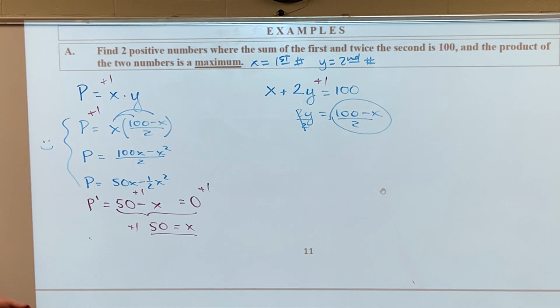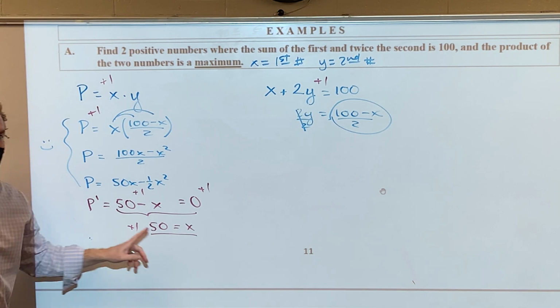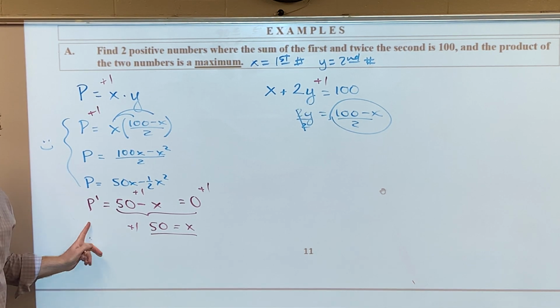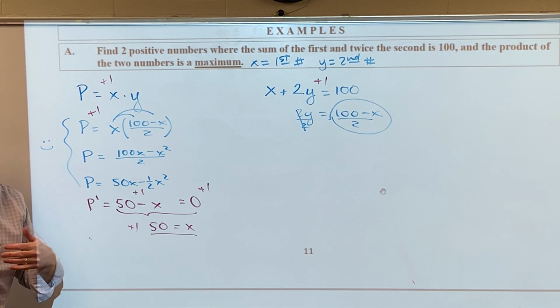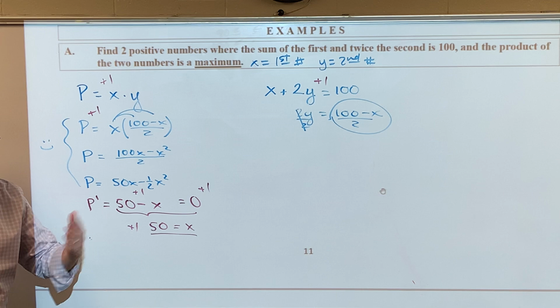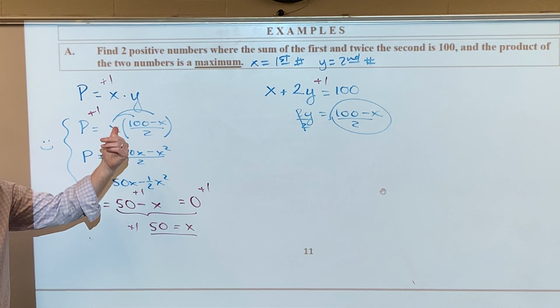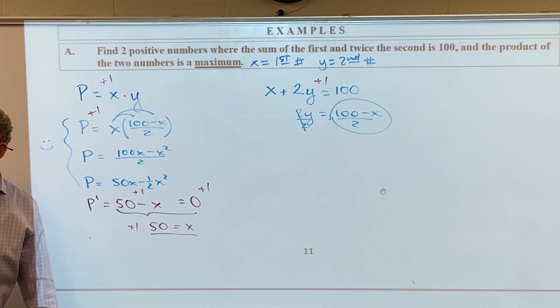Now, have I answered the question? It says find 2 numbers. Okay, now, before we get to that, technically, what I've done is found a critical number. I need to show that that critical number is a max or a min. It might be a min. That's not where I'd maximize this, right? It might be a min. So how can I do that?